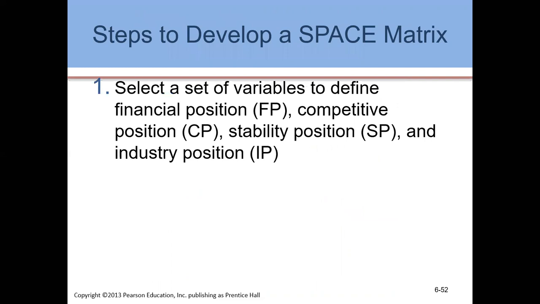Now, there are certain steps to be followed which would lead us through the calculations related to the space matrix. Pay your full attention to understand the concept. The first step we have is select a set of variables to define financial position, FP, comparative position, CP, stability position, SP, and industry position, IP. First of all, I'll move through the steps of developing a space matrix, and then I'll be showing you the complete example, a solved numerical, that how do we technically do it.